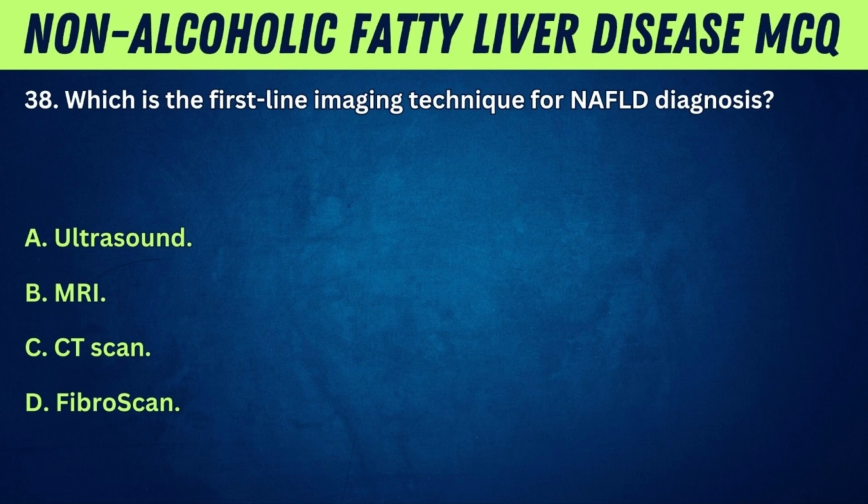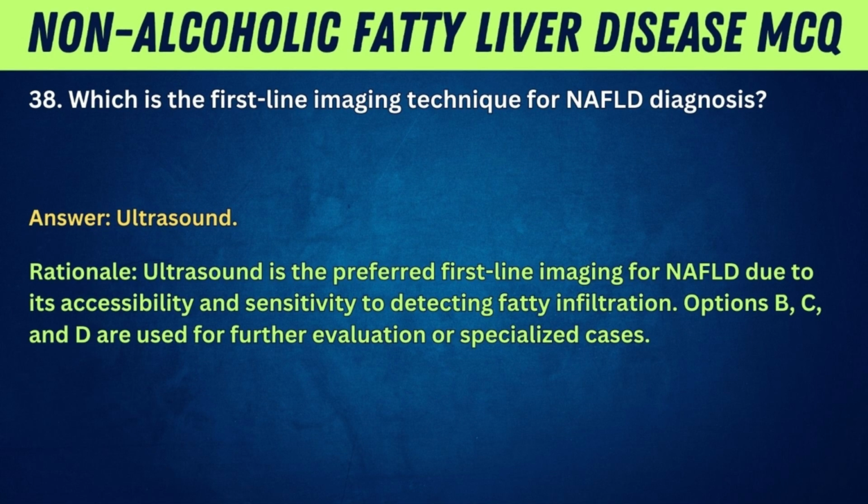38. Which is the first-line imaging technique for NAFLD diagnosis? A. Ultrasound. B. MRI. C. CT scan. D. Fibroscan. Answer: ultrasound. Rationale: ultrasound is the preferred first-line imaging for NAFLD due to its accessibility and sensitivity to detecting fatty infiltration. Options B, C, and D are used for further evaluation or specialized cases.